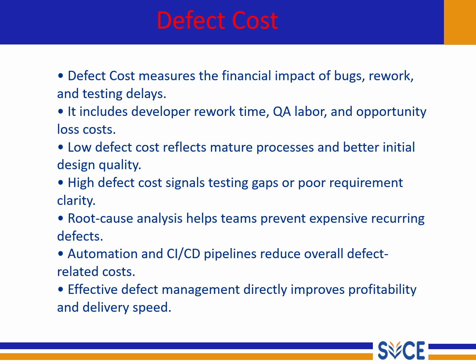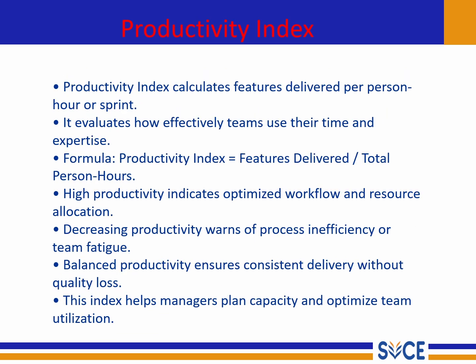Automation and CI/CD pipelines reduce the overall defect-related cost. And finally, effective defect management directly improves profitability and delivery speed. In the next slide, we are going to see the productivity index. A productivity index calculates the features delivered per person-hour or sprint. It evaluates how effectively the team uses time and expertise.